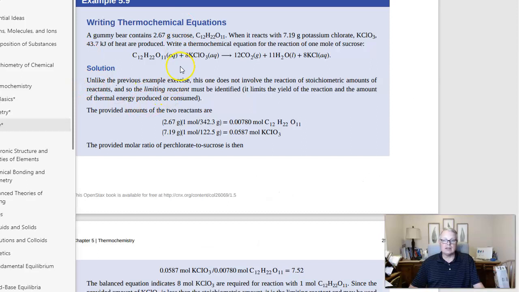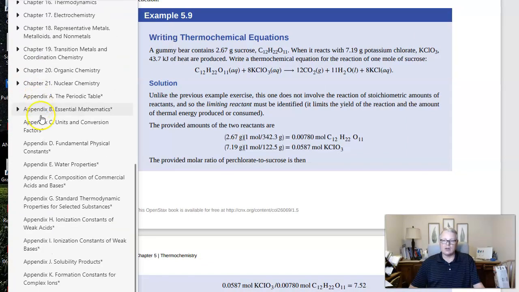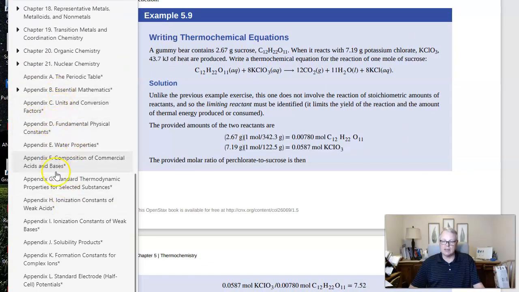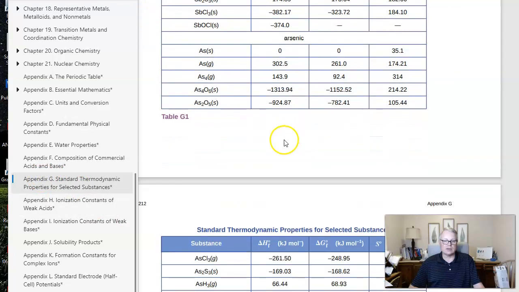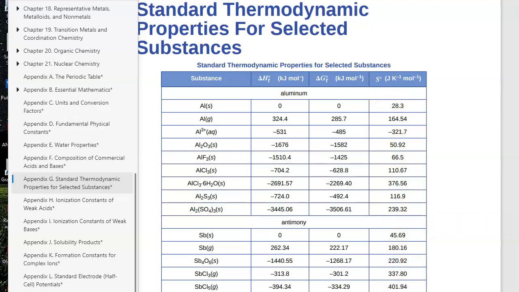So, here's what you need to do. You need to take your book and go down to the appendix, and you're looking for standard thermodynamic properties for selected substances. You want appendix G. So you're going to click on that, and look at that. Here's a chart, okay? And what you'll see is heats of formation here. You'll see this delta G of formation, and then you'll see this S, of formation here as well. Don't get too worried about these columns over here.